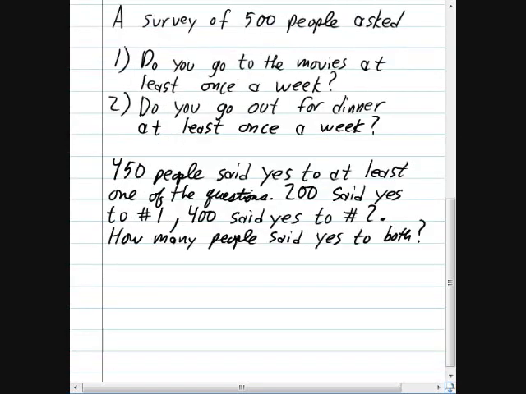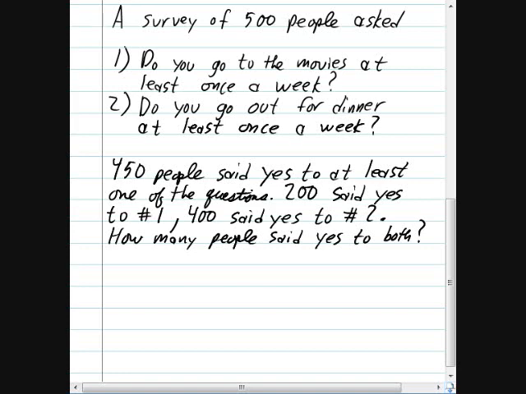Let's look at an example of using Venn diagrams to help us answer questions about cardinal number information. Suppose a survey of 500 people asked the following 2 questions. Question 1, do you go to the movies at least once a week? Question 2, do you go out for dinner at least once a week? And suppose that 450 people said yes to at least one of these questions, 200 people said yes to number 1, and 400 people said yes to number 2. The question is, how many people said yes to both?